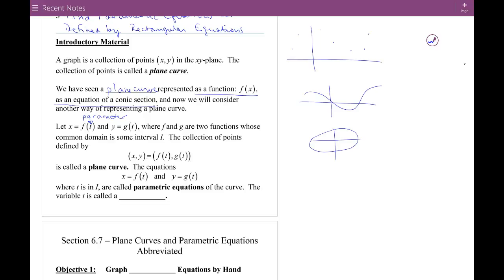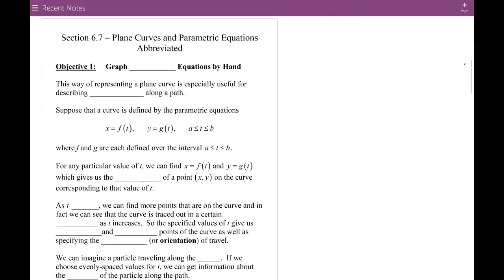So f and g are two functions that have a common domain, some interval I, and then the collection of points x comma y that are f of t comma g of t is called a plane curve. And these equations are called parametric equations of the curve. And the variable t is called a parameter. And we're not going to talk about this a lot, but this can also be a theta. So that's how it's kind of connected to what we're doing in trigonometry. So the first thing we're going to do is graph parametric equations by hand.